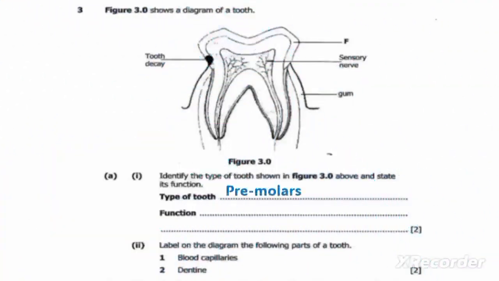The function of the premolar: premolars are used for crushing and grinding. The next question, label on the diagram the following parts of a tooth.